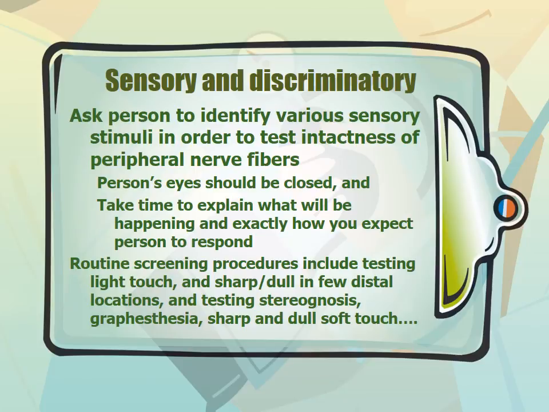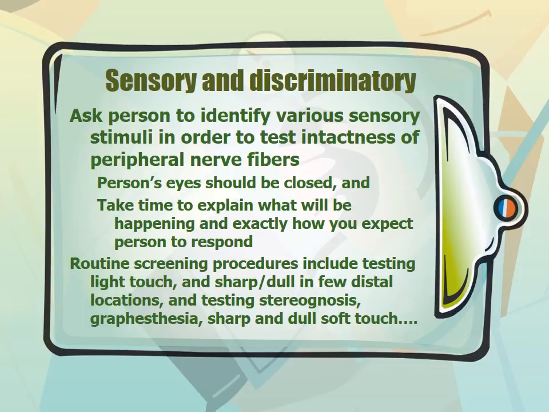Sensory and discriminatory. Okay. When we are checking cerebellar functions, we are also going to check sensory and discriminatory ability on that individual. We may ask the person to identify various sensory stimuli in order to test the intactness of specifically those peripheral nerve fibers. The person's eyes should always be closed when you are doing this, and you should always make sure to explain to them exactly what you're doing before you do the test, and you need to make sure that they understand how you are expecting them to respond.